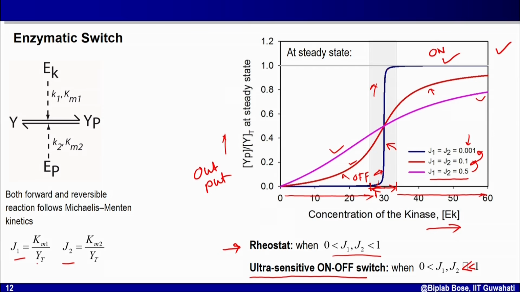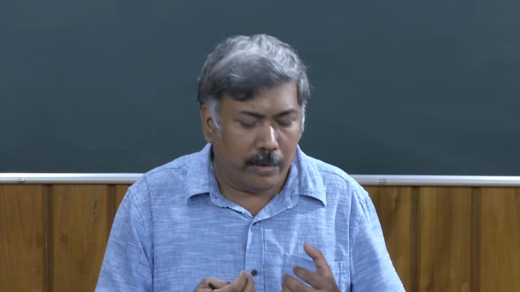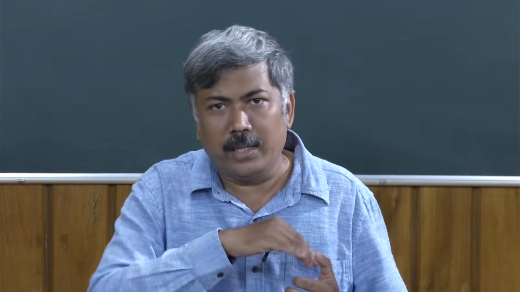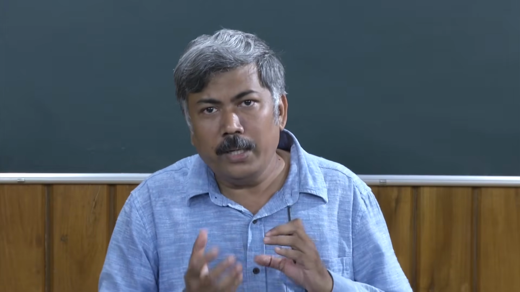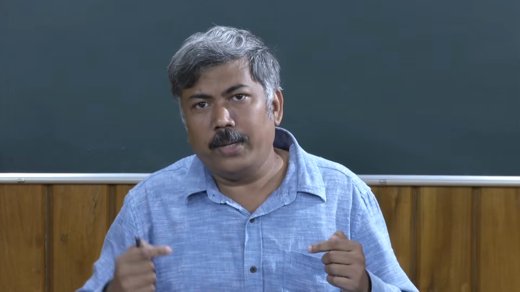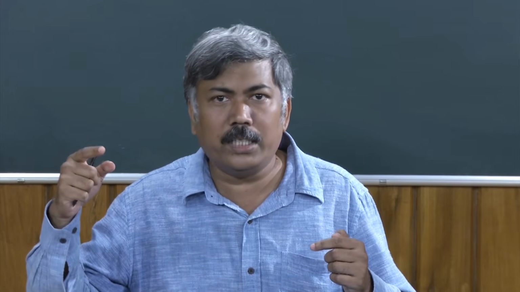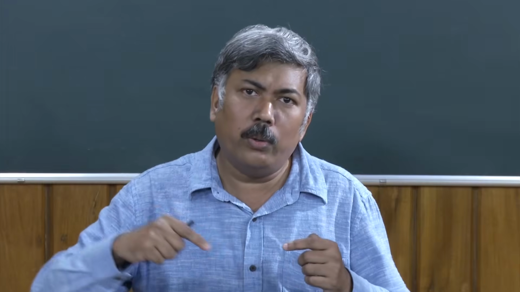Before we close, let us look into what J1 and J2 are once again. J1 and J2 are nothing but the ratio of Michaelis-Menten constant and total substrate. So when the total substrate concentration is very high with respect to Michaelis-Menten constants, then I will have J1, J2 very small with respect to 1, then I will have this on-off switch. But when the concentration of the total substrate is close to Michaelis-Menten, then I will get values of J1, J2 close to 1, then I will get this rheostat behavior. So depending on the substrate, the same input can give rise to a sharp on-off switch like input-output relation, or it may give a rheostat type slow, shallow increase in input-output dynamics.